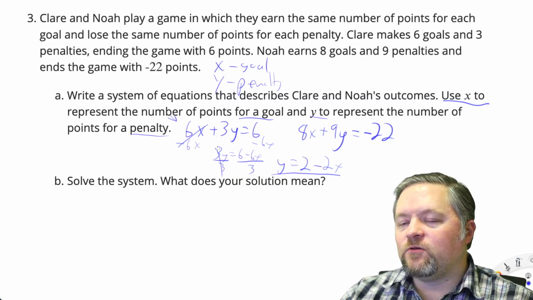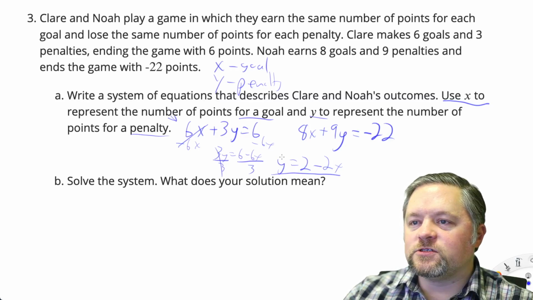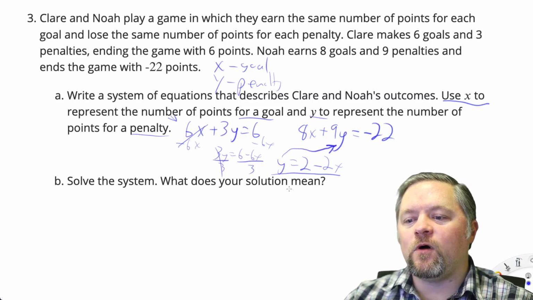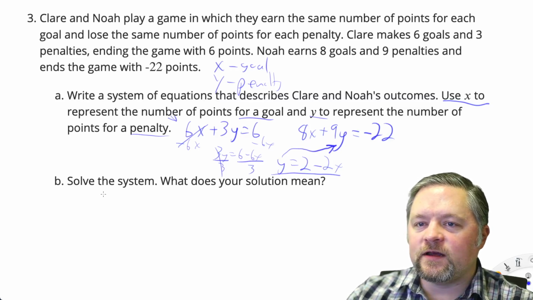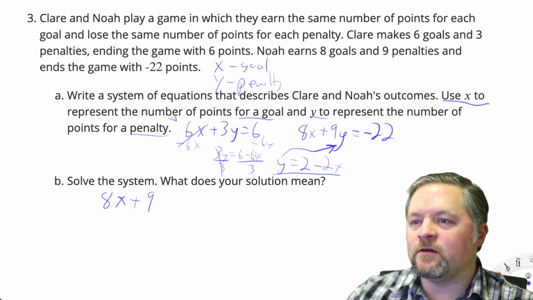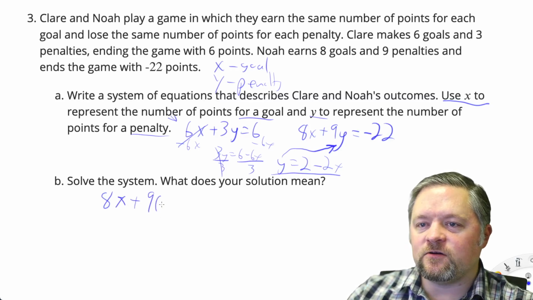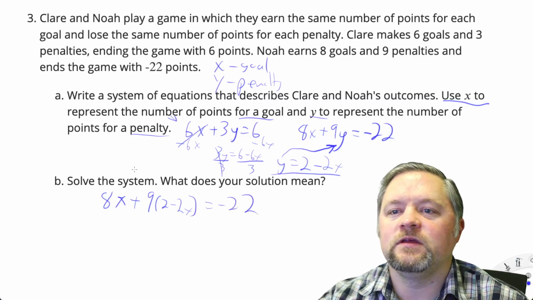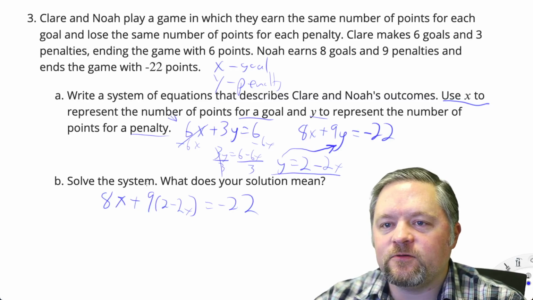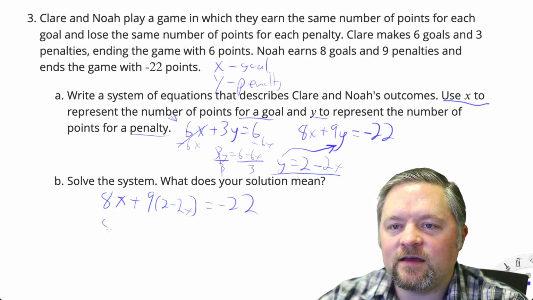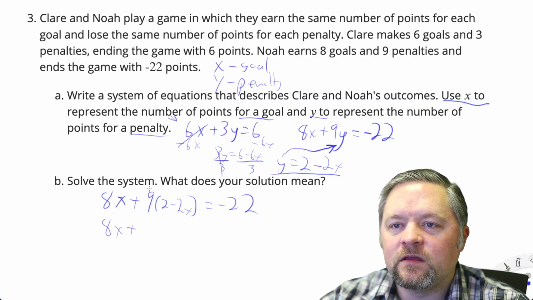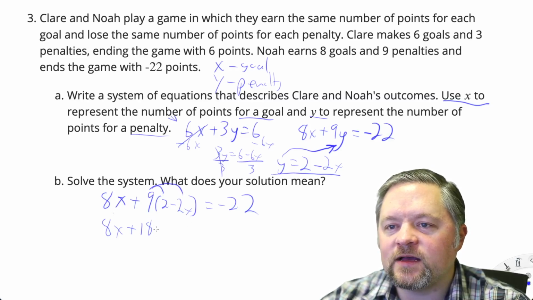So now I can do the real work to solve the system. If I know y equals this stuff, I'm going to substitute that in for the y of the other equation. Write out the other equation, 8x plus 9y, but we know y equals this stuff, so 2 subtract 2x instead of y equals negative 22. Now what do we want to do? Well, let's distribute. We're not touching this 8x yet. Just bring it down. 9 times 2 is 18. 9 times negative 2x is negative 18x equals negative 22.